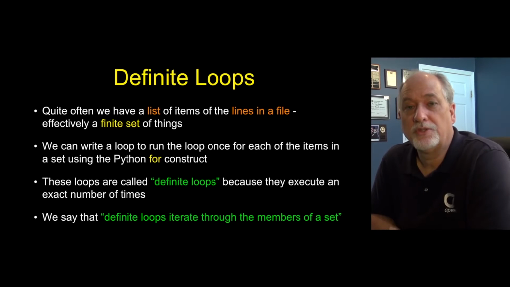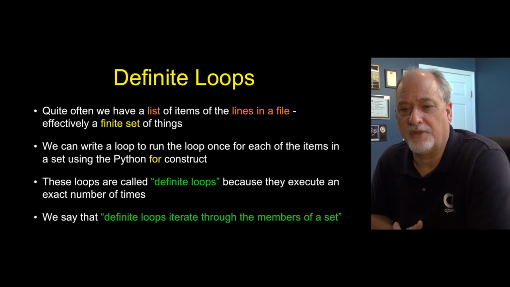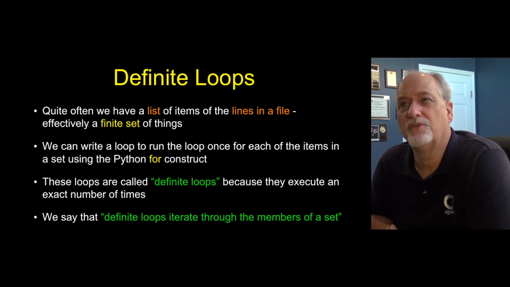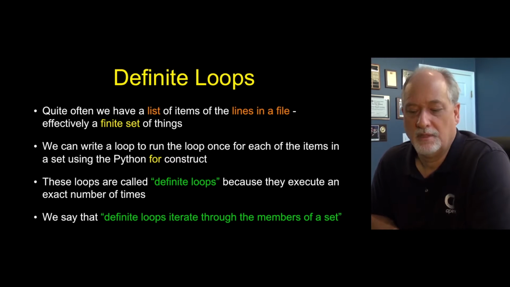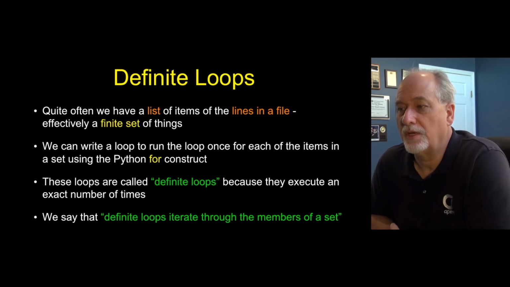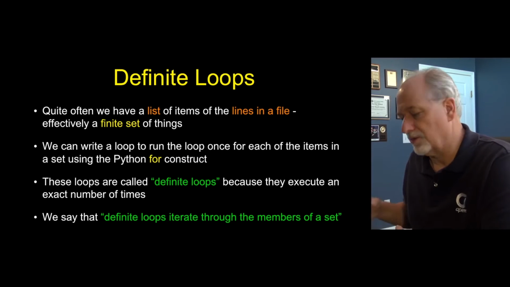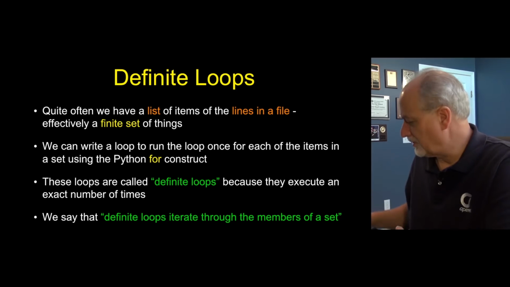So definite loops use the for keyword, and the idea of a definite loop is it's going to loop through some set of things. It might be a set of lines in a file, a set of characters in a string, or a set of strings in a list of strings. But whatever it is, it's going to run a finite number of times depending on the thing that it's looping through. And we like this, it's an easier way to construct it, and we don't have to deal with the iteration variable. The for loop includes a mechanism to construct the iteration variable for us. So definite loops iterate through the members of a set.